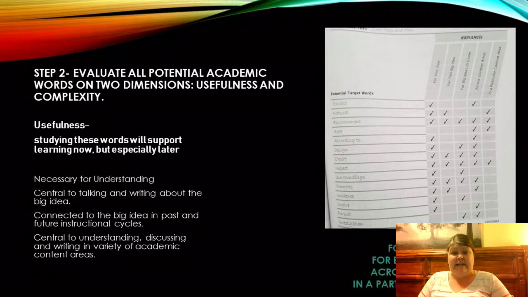Is it for a big idea? Is it for a big idea to come? Is this word across content areas? And then check it if this word is a particular content area, and you would just add that mark. This usefulness category is studying words that will support learning now, but especially later. It's kind of those building block words that they're looking for.